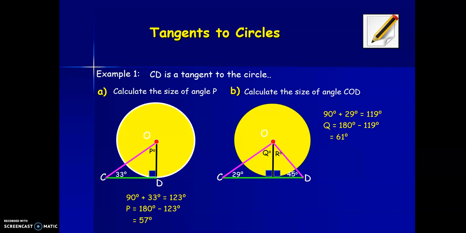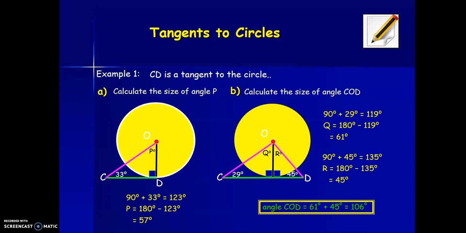We do exactly the same for R, focusing on the triangle on the right-hand side. So we do 90 plus 45 is 135 degrees. Take this away from 180, and that leaves us with another 45 degrees. So to get angle COD, we need to add those two values together, and that gives us a total of 106 degrees for angle COD.